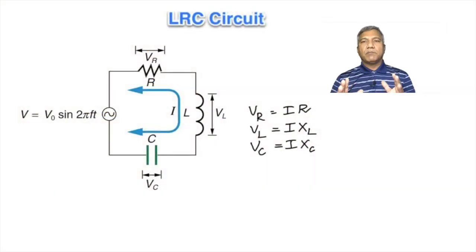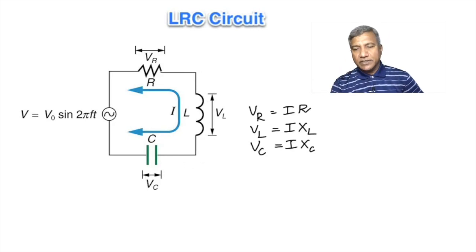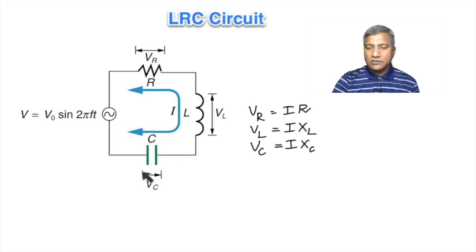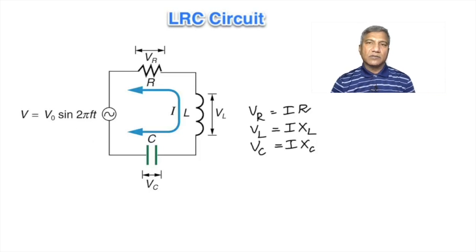Come to a very important scenario where you have the three, the resistance, the inductor, and the capacitor, all three connected in series. This is called an LRC circuit. All three are connected in series, which means the current flowing through them will be the same, right? And all of these are connected to a source of alternating voltage. And remember, alternating voltage is given by V is equal to V naught sine omega t, which is 2 pi ft. Okay?